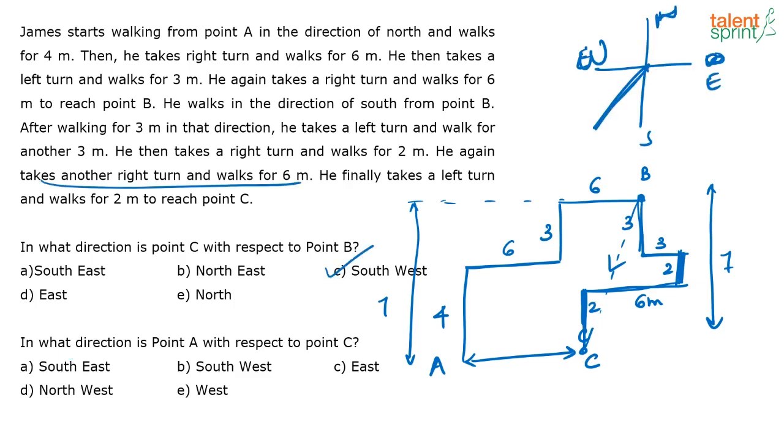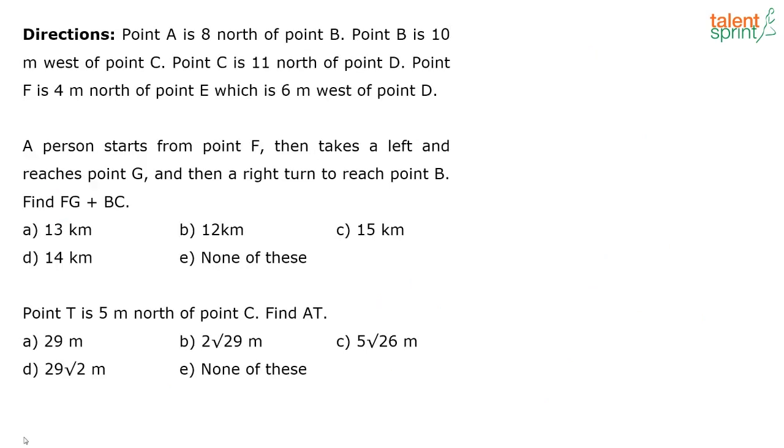Next question. In which direction is point A with respect to point C? So with respect to point C, that is when you look from point C, in which direction is point A? Point A is in the west direction, correct? It is in this. So it is in the west direction with respect to point C. Yes? Okay. So the correct answer here will be southwest and west. Let us look at the next question.